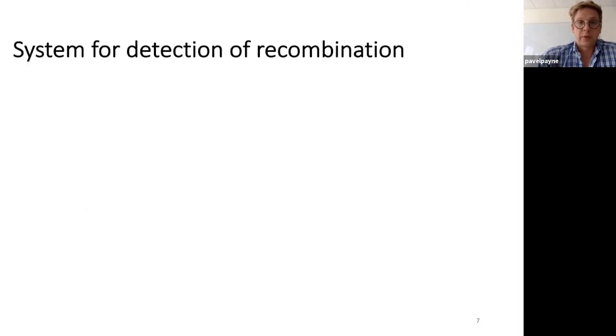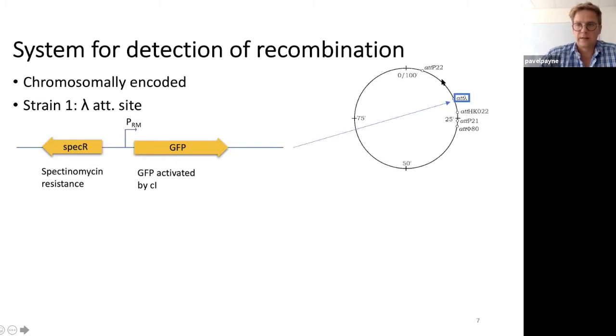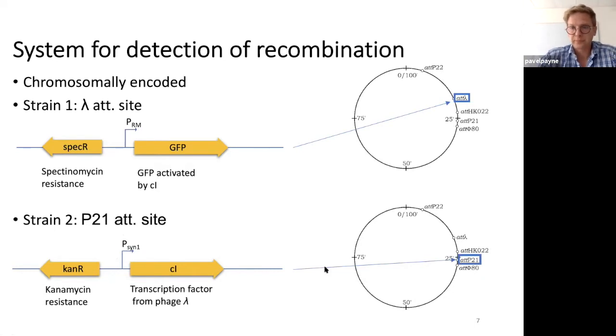First, we engineered a system for detection of recombination. We engineered 2 strains which had chromosomally encoded loci. The first strain had a GFP, controlled by the PRM promoter from the lambda phage, which was also a bit engineered such that it would work better, and a spectinomycin resistance cassette. We put this locus in the lambda attachment site of E. coli. Then we engineered a second strain, which had the C1 transcription factor, which activates the PRM promoter, in another phage attachment site, the P21 attachment site, accompanied with a kanamycin resistance gene.